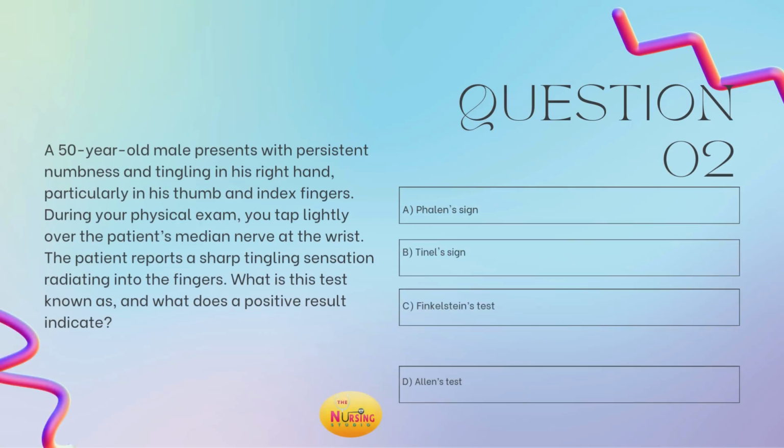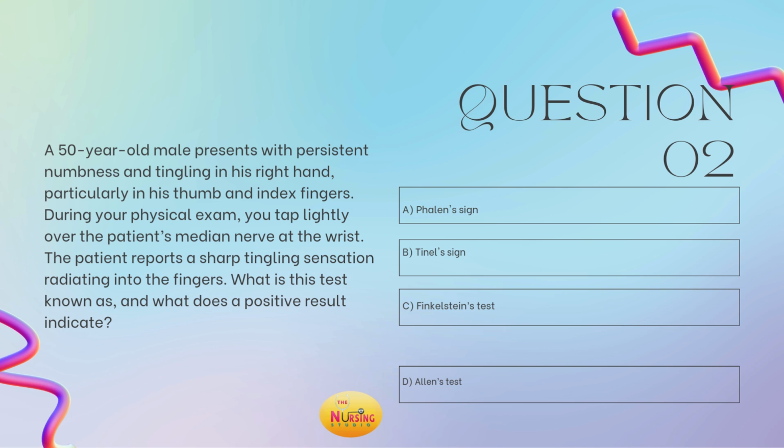All right, question number two. A 50-year-old male presents with persistent numbness and tingling in his right hand, particularly in the thumb and index fingers. During your physical exam, you tap lightly over the patient's median nerve at the wrist. The patient reports a sharp tingling sensation that radiates into the fingers. What is the test known as, and what does this result indicate?